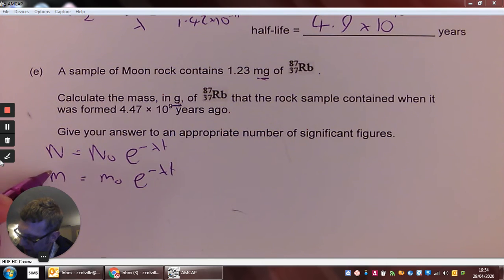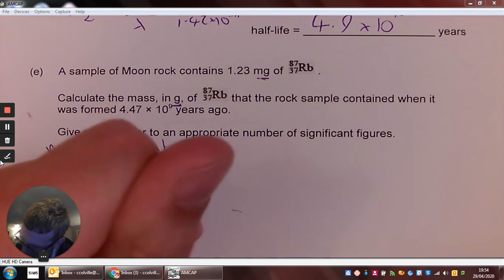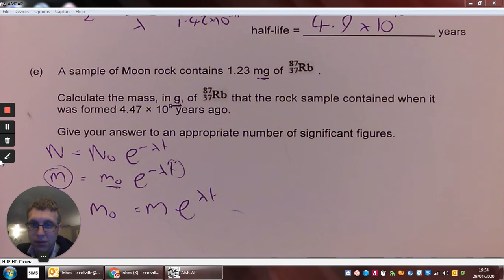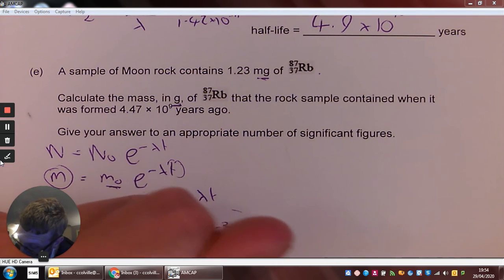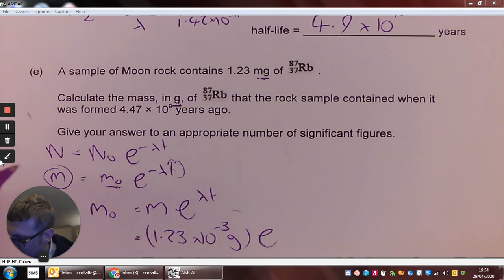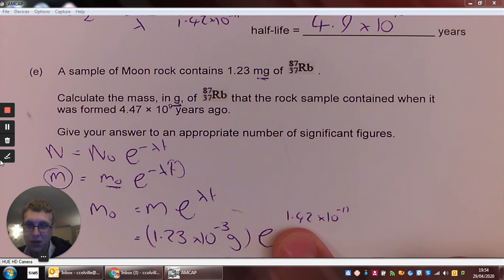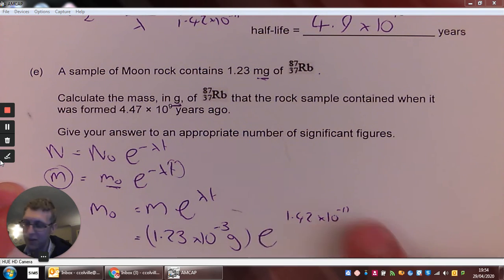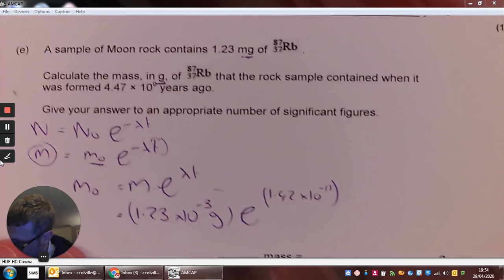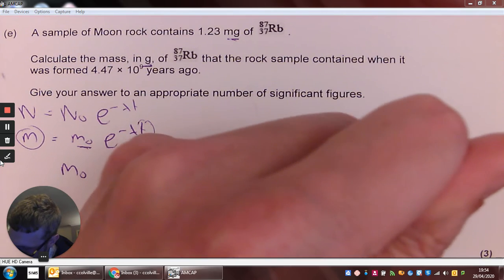Now, they've given me this, and they've given me this. We're trying to work out that. So let's just rearrange and make that the subject. M naught is equal to m e to the lambda t. The mass at the start was 1.23 times 10 to the minus 3 grams. e to the value of lambda, they've already told me, 1.42 times 10 to the minus 11. I'm being really careful not to write a minus sign there because we've taken it across, but old habits die hard. And then the time they gave us was 4.47 times 10 to the 9 years.